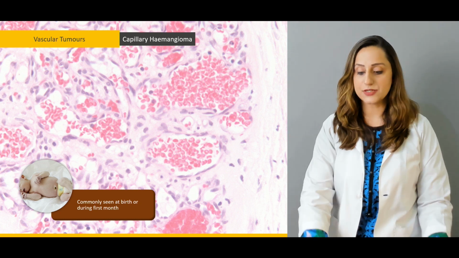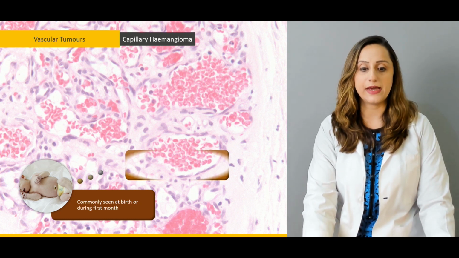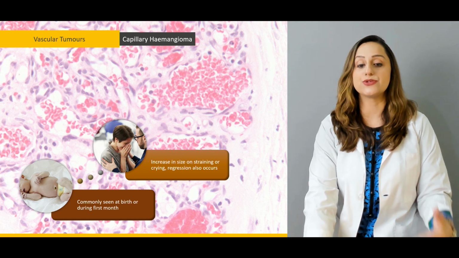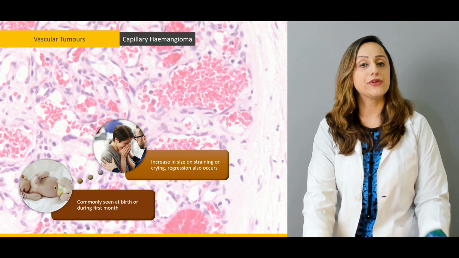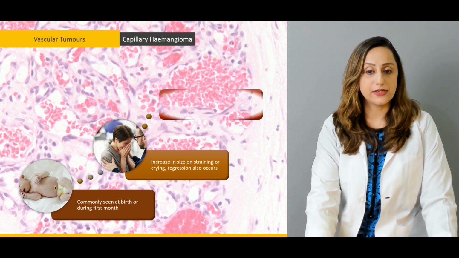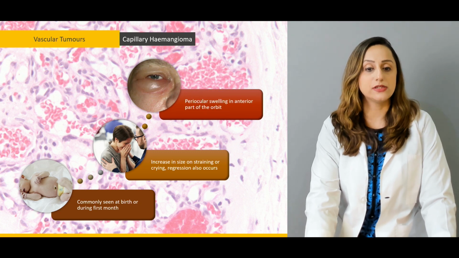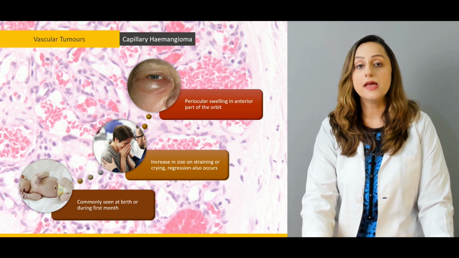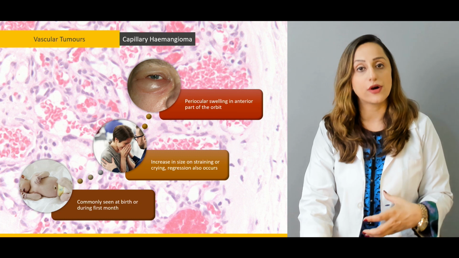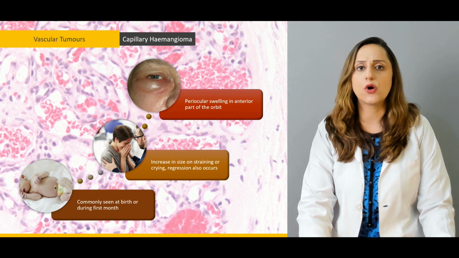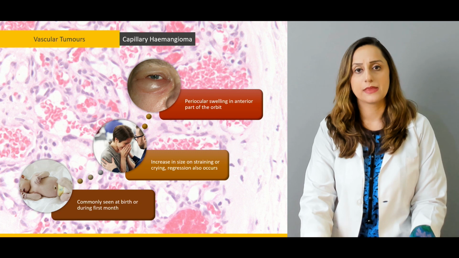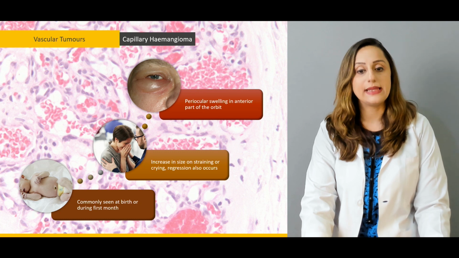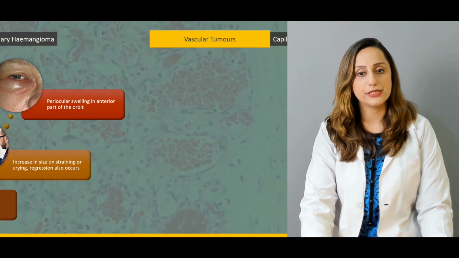It is commonly seen at birth or during the first month of life, and these are the important characteristics involving the capillary hemangiomas: increases on straining, on crying, on regression. So this is very important. And then the periocular swelling. So it is going to be presented as a periocular swelling rather than a swelling that is located inside the orbit or that is involving the conjunctiva or the cornea or the other structures of the orbit itself. Rather, it is going to be a periorbital swelling in the anterior part of the orbit.